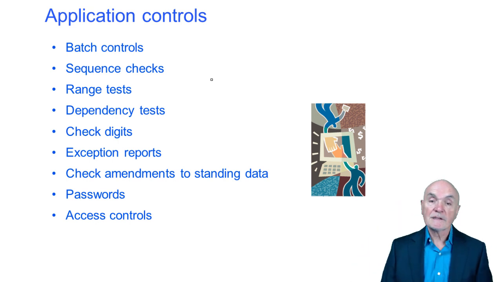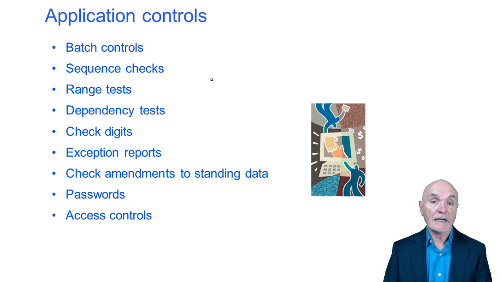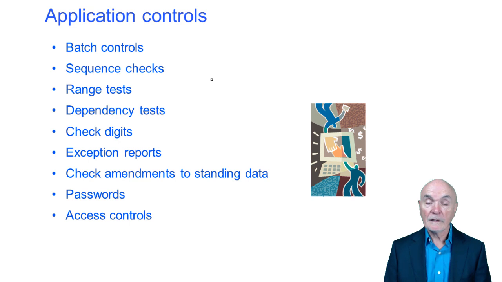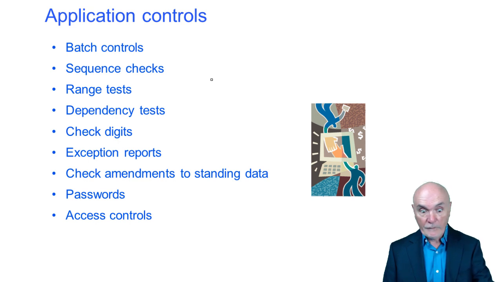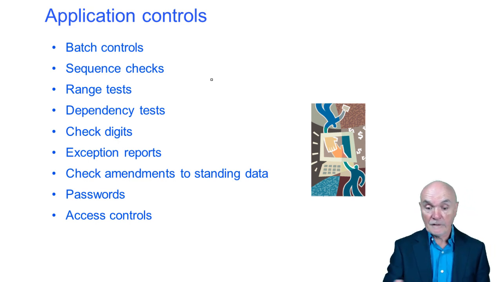We should check amendments to standing data. Very difficult to do that other than to eyeball it, really. So if someone were to get married and change their name, the only way you could make sure that the name has really been correctly altered is to say, well, it's supposed to have changed from, let's say, Miss Smith to Mrs. Jones. The only way you could really do it is to look at the new name and say, yes, it is indeed Mrs. Jones and it is spelt correctly.